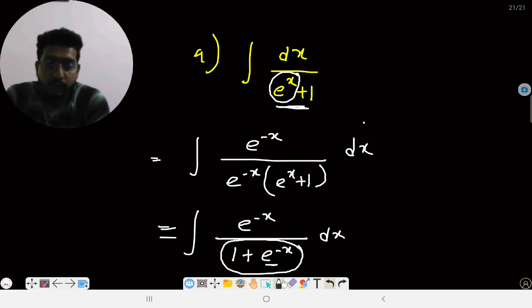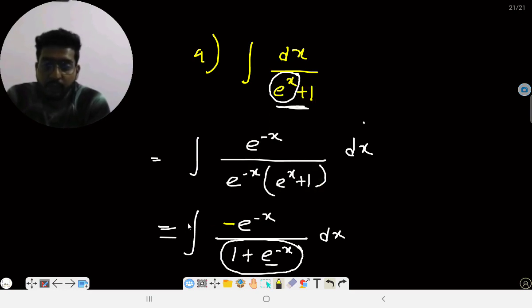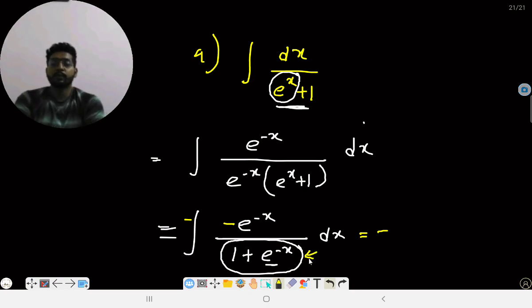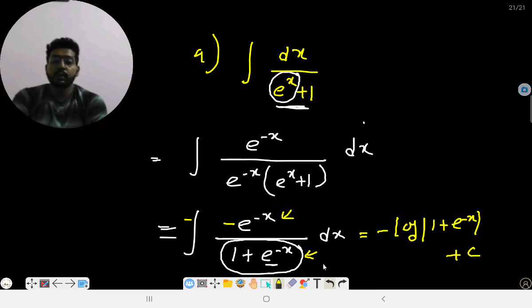So I am putting a minus here, and outside there will be a minus, because minus minus will be plus. Then we can see that the derivative of the denominator is coming in the numerator. That means the integration will be log mod of the denominator plus c, like this. Okay, so that will be the integration. Done. Now question number 10.